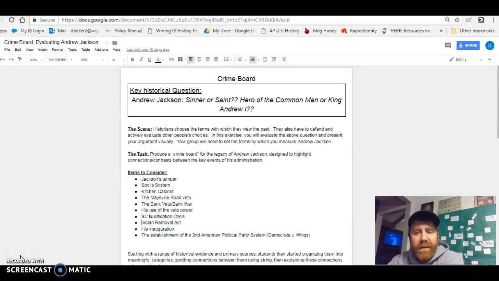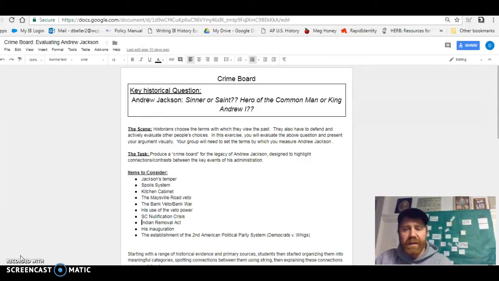All right, class. These are instructions for those of you that are in the group that has to produce a crime board or a mind map. You are going to deal with the key historical question. Andrew Jackson, was he a sinner or a saint? Was Andrew Jackson and his actions when he was president fitting to have the title Hero of the Common Man, or were his actions more becoming of a king?